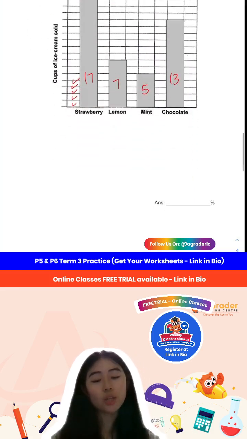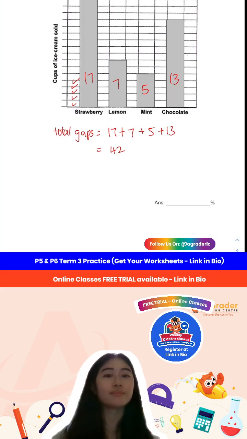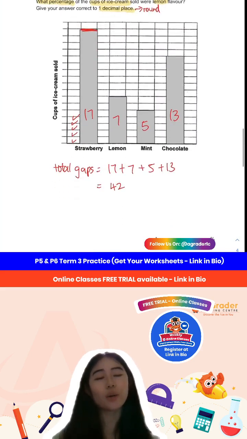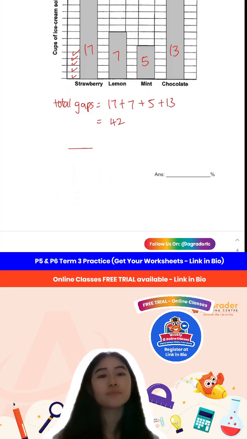So based on this, you actually need the total number of gaps. Just add it up. 17 plus 7 plus 5 plus 13. So your total number of gaps is 42. After which, the question is asking you for the percentage that were lemon. So that means that lemon should be your numerator. So lemon would be 7, and then your denominator is the total number of gaps, 42. And to change this into a percentage, you are going to times 100%.